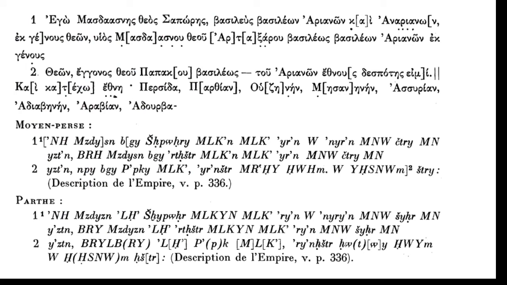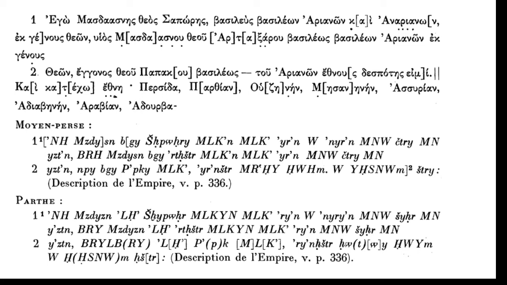So in much the same way as Shapur is subjugating those Roman emperors, Persian and Parthian are subjugating the Greek language. The Greeks in the later Islamic tradition and also in the Middle Persian tradition are just called Romaioi. They're identified as Romans.